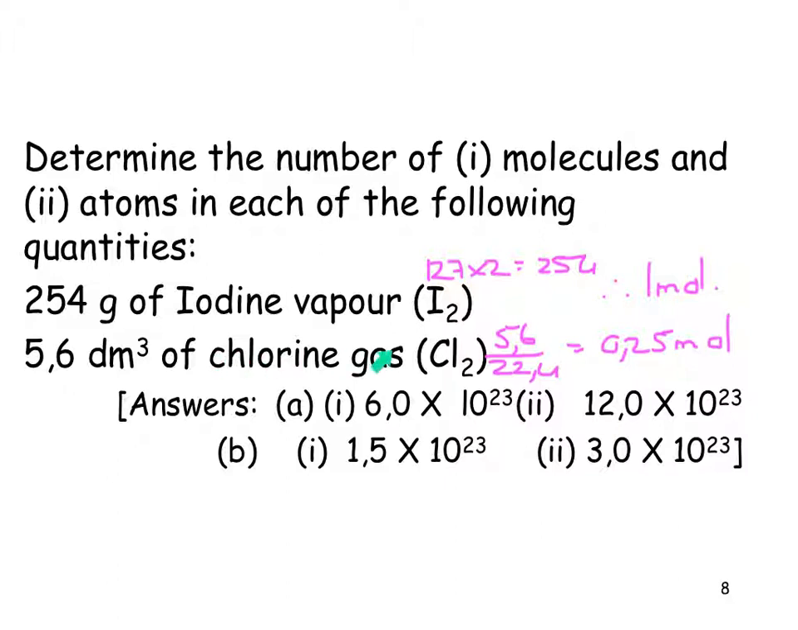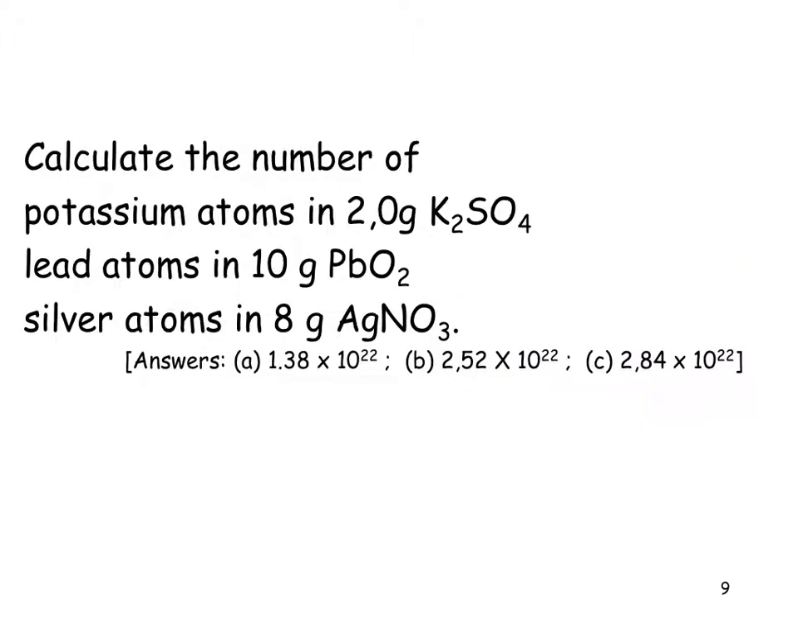What about chlorine gas? Volume over molar volume, I get 0.25. Times that by 6 times 10 to the power of 23, 1.5 times 10 to the power of 23. But for every 1 molecule of chlorine, there are 2 atoms of chlorine. So I double that for the number of atoms. Finally, if I'm looking at the number of atoms in 2 grams of potassium sulfate, we'll press pause and work through it, and then we'll look at the answers.